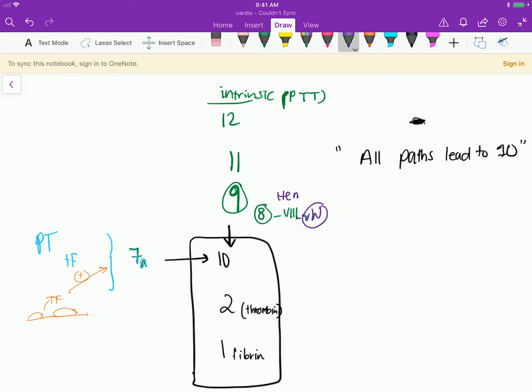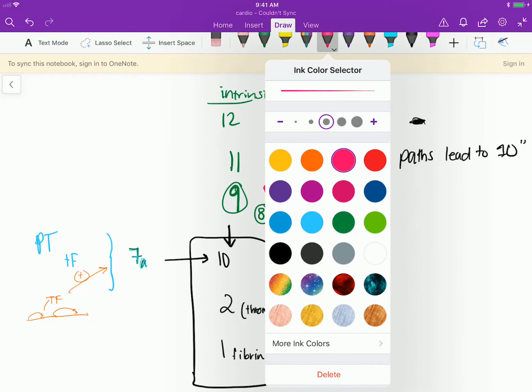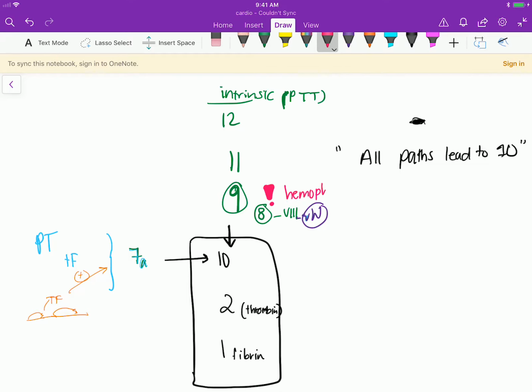Also, this is hemophilia A. So I'm going to put this in red. Deficiency of factor 8 is going to be hemophilia A. This is hemophilia B. And obviously also remember that factor 8 is also a common factor for inhibitors. Also, anytime you have a problem with factor 9 and 8, obviously you're going to mess up the intrinsic pathway, but the extrinsic pathway is working fine.